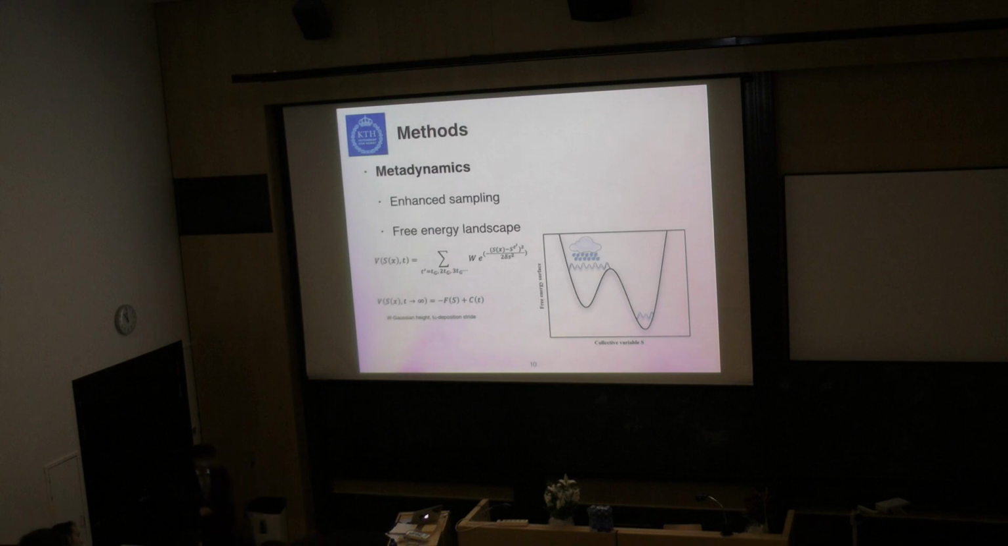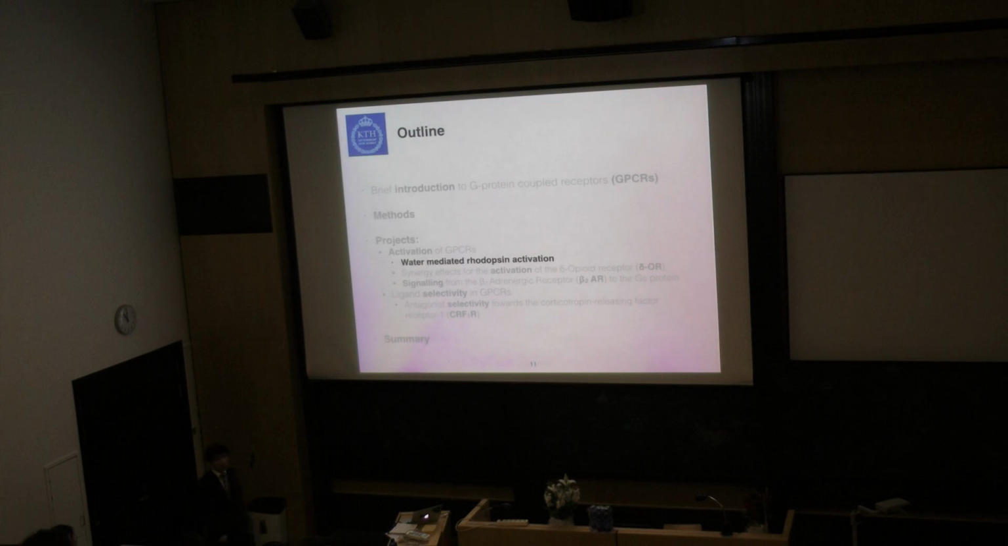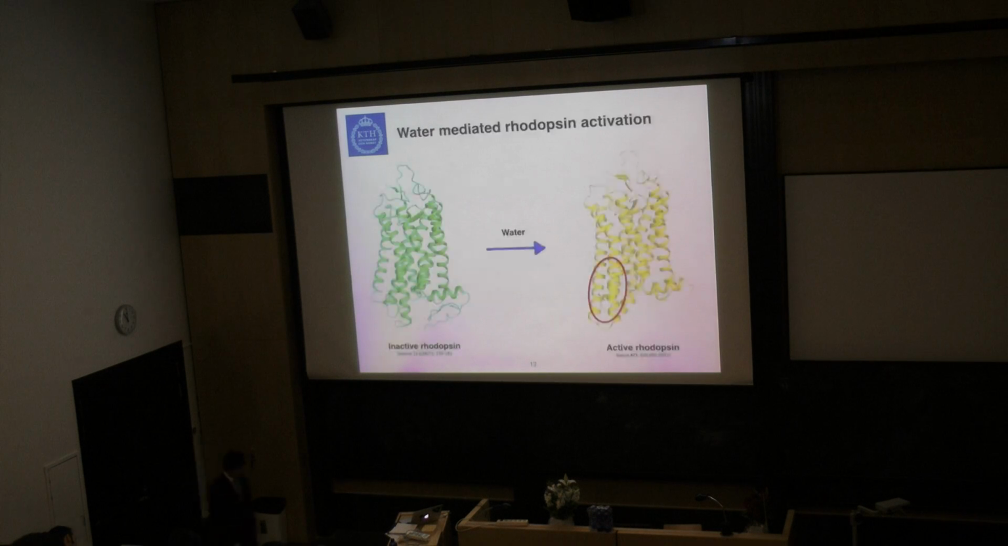So based on all the three methods I have described, we carried out our calculations. The first project is the function of water molecules in rhodopsin activation. Here is the structure of rhodopsin in the inactive state, determined in two dimensions at a resolution of 2.8 angstrom. Since then, rhodopsin has been used as a template to study several GPCRs. The structure of rhodopsin in the active state is also available. Comparing the active state to the inactive state, an outward tilting motion of helix 6 can be observed.